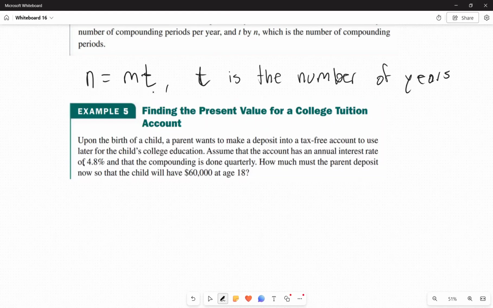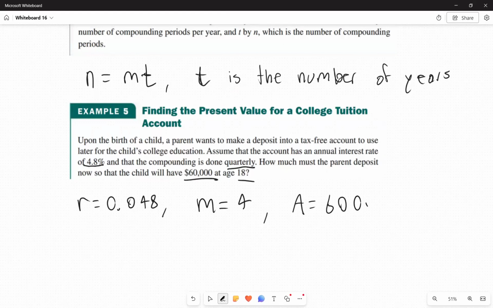So we know the interest rate. We also know that compounding is done quarterly. And we know how much the parents want to have after 18 years. So the amount after 18 years is going to be 60,000, and the number of years is 18. So we need to find P. Find the principal, that is, how much should the parents deposit right now. So remember the compound interest formula. I'm going to write this one more time.